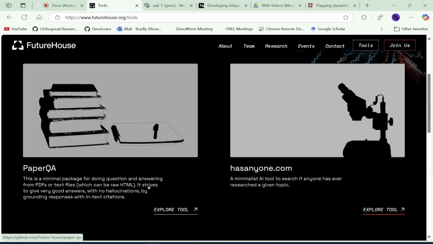Yeah, I have it up here. So there's Paper QA, which is one tool. This is a minimal package for doing question and answering from PDFs or text files. So this is where you train it on PDFs and you get an answer. It strives to give very good answers, no hallucinations, by grounding responses with in-text citations.